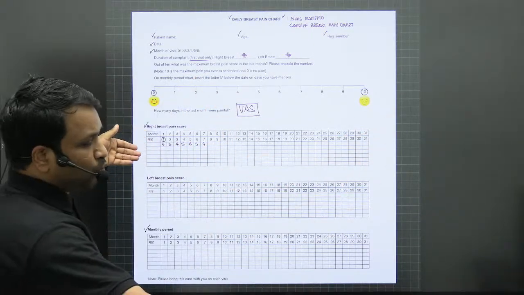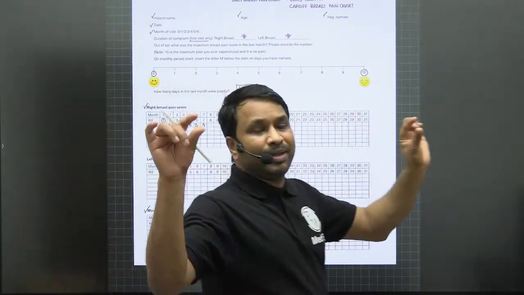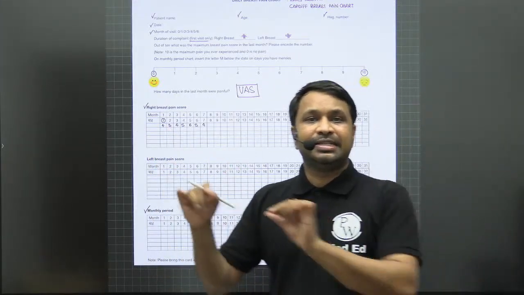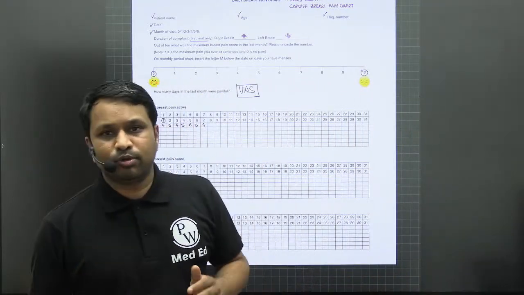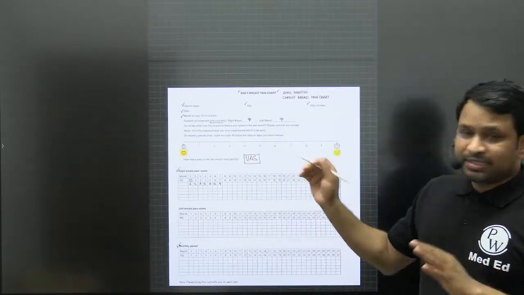You will score each individual breast pain, that is the right breast, left breast, and then you'll also see which days are your menstrual cycle, and during those days whether the component of pain is increasing, decreasing, remains same, and then you will be able to come to a conclusion whether it is a cyclical or a non-cyclical pain. Okay? So this is the activity that you do.